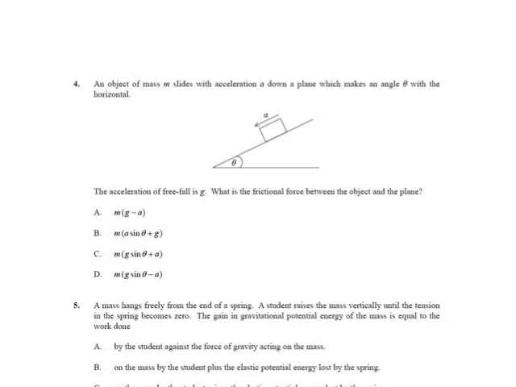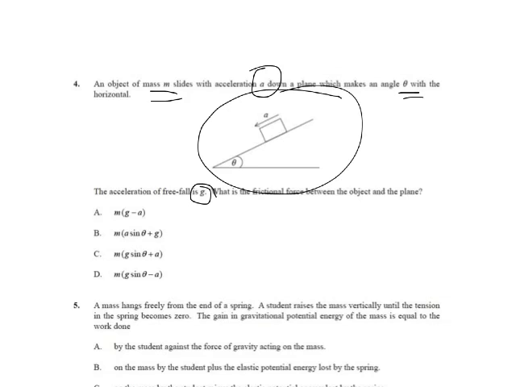So here we have a forces on a slope question. It's definitely worth revising this, so I'll go through it very slowly. The question states that an object of mass m slides with an acceleration a down a plane, which makes an angle θ with the horizontal. The acceleration of freefall is g, so we can just leave g like that. What is the frictional force between the object and the plane?